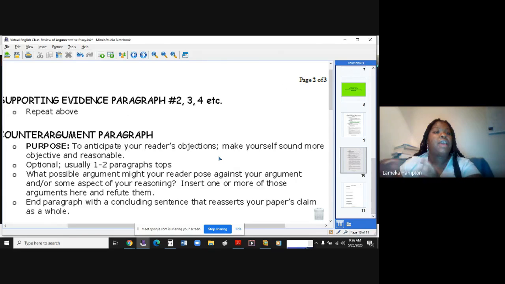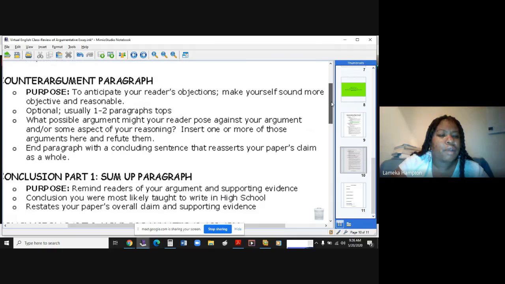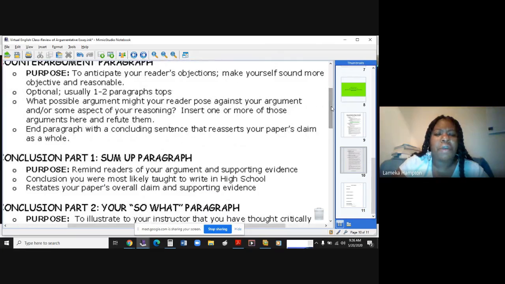So within that paragraph, the counter argument simply is the opposite of what you said. So if you said yes, schools should open, your counter argument paragraph would be no, and you'll just list why. If you said no, schools should not open in August, your counter argument would be, on the other hand, some people or some states may decide to open up schools because of their reasons. Okay. All right. So now it says in your paragraph with a concluding sentence that reasserts your paper's claim as a whole.